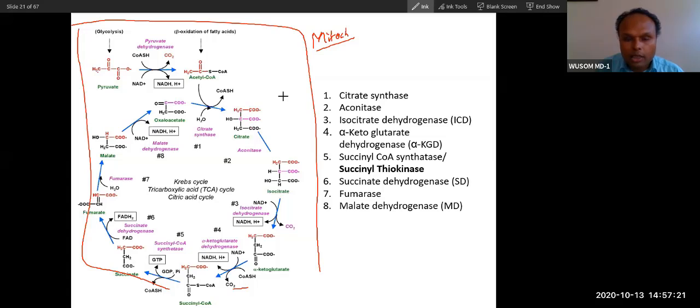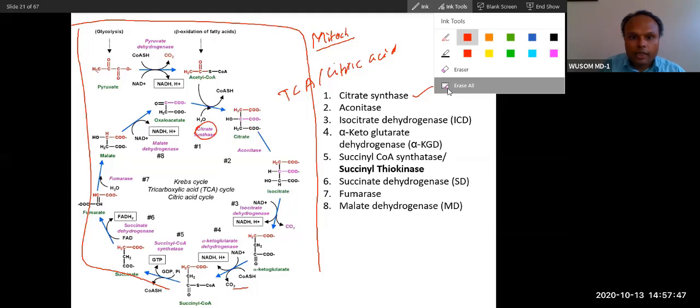Citrate means 3 carboxylic acids: 1, 2, 3. That is why this is also called the TCA, tricarboxylic acid cycle, because the first step is formation of tricarboxylic citrate. It is also called the citric acid cycle. So this is synthesis of citrate, and the simple name of the first enzyme is citrate synthase.